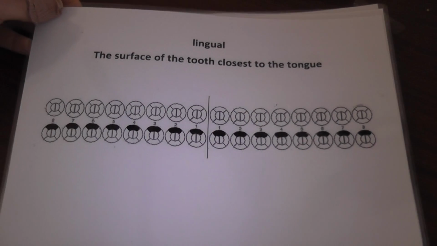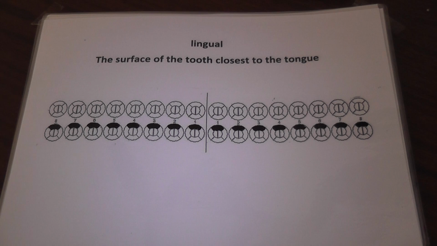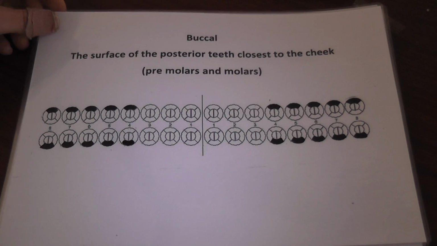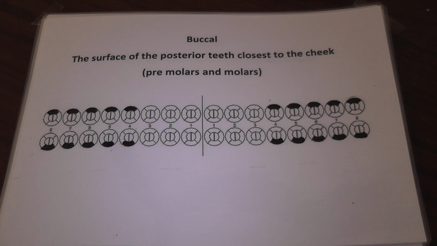Lingual. Lingual is closest to the tongue. Obviously, we only have a tongue on the bottom of our mouth, so here are all the lingual surfaces. Buccal. This is the surface closest to the cheek. Because we don't have cheeks at the front of our mouth, buccal surfaces are outside surfaces of posterior teeth only, and I have coloured these in here.